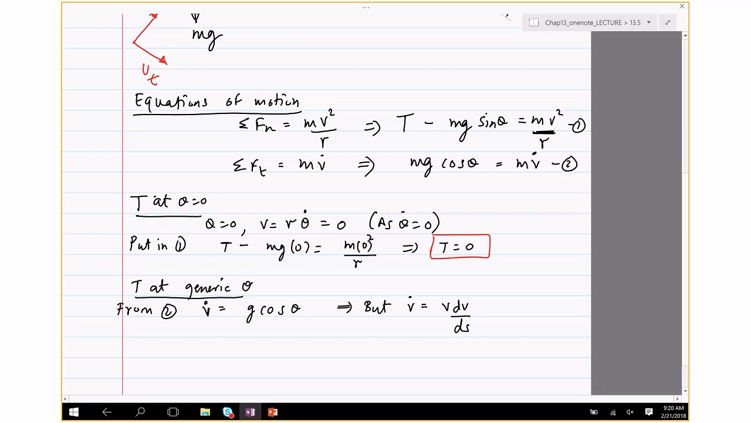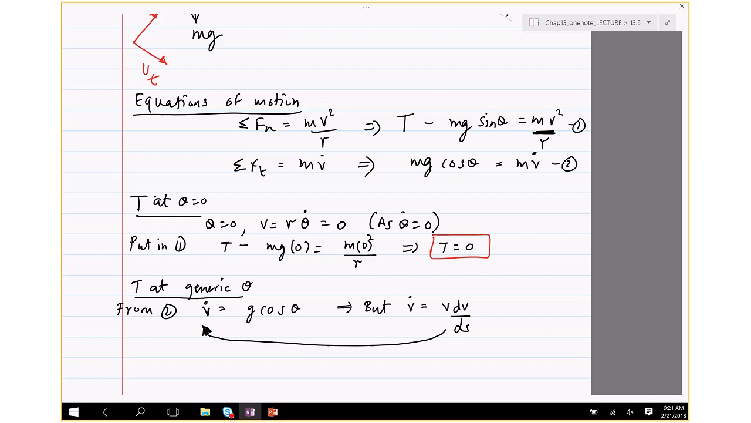Remember, there are two ways to write v dot. It's dv dt, and the other expression is v dv ds. This is something we did way back on probably the first day of class, 12.1 or something like that, where we wrote v dot as v dv ds. If I take this and shove it in here, this ds will go here, and I still will be stuck integrating cos theta ds. I cannot integrate that because there's theta and there's ds.